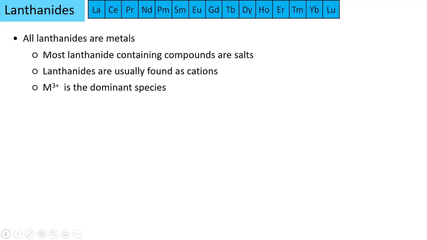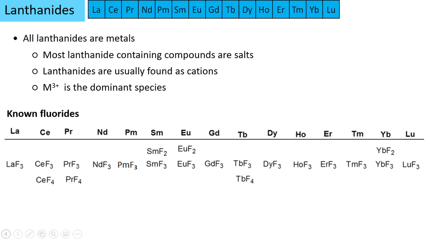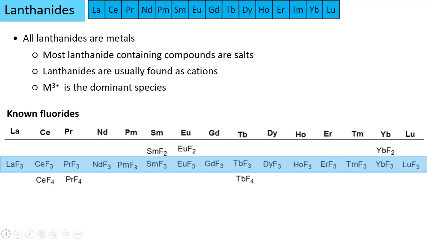Now, metals tend to combine with elements on the right side of the periodic table, not including group 18, the noble gases. When we do this, the product is always a salt. The lanthanide ion is almost always a 3+ cation. You will see that occasionally there are some exceptions. So here are the known stoichiometric lanthanide fluorides. You see that the MF3 composition predominates, and that's because the M3+ ion is such a stable species.